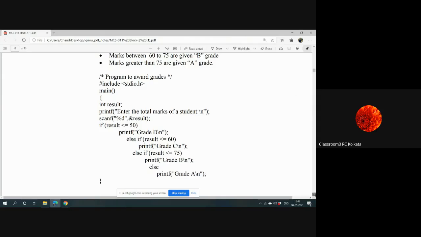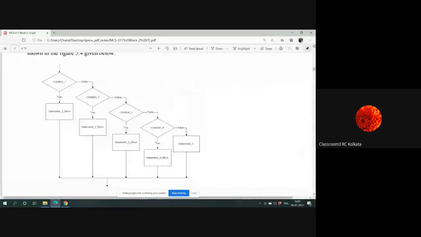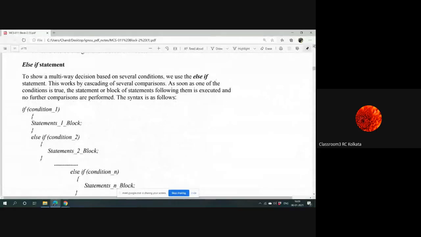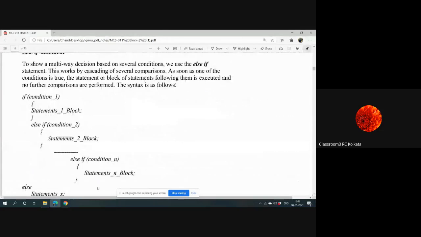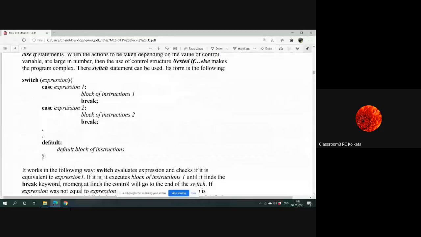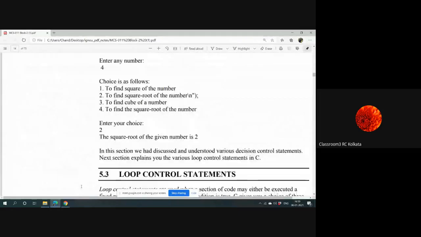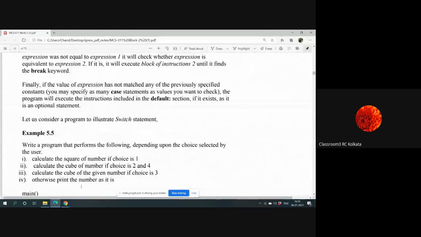And there is nested if. Nested if means if inside if, a condition inside a condition. It would be good to have a small program. No such program is given, I think. This is if, else if, else if, else. It is not nested if, it is else if. Nested if is given last. Switch I will explain later. Nested if is not given in your syllabus.